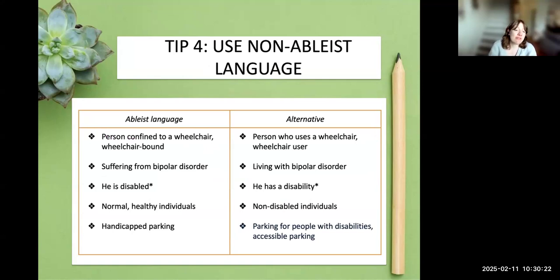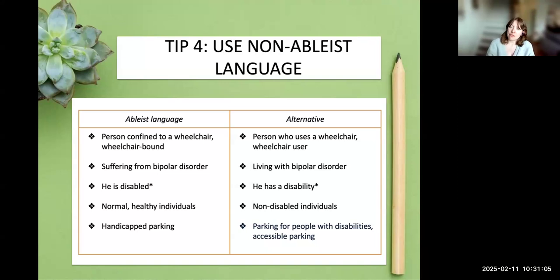So some examples of ableist language: person confined to a wheelchair, wheelchair bound. An alternative that reframes this is a person who uses a wheelchair, or a wheelchair user. So you lose the negative connotation. Similarly, you might see someone suffering from bipolar disorder, whereas non-ableist would be living with bipolar disorder. He is disabled versus he has a disability. Normal, healthy individuals versus non-disabled individuals. And finally, handicapped parking versus parking for people with disabilities, accessible parking.